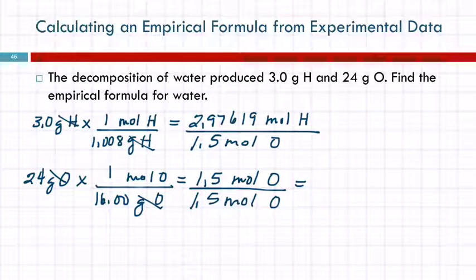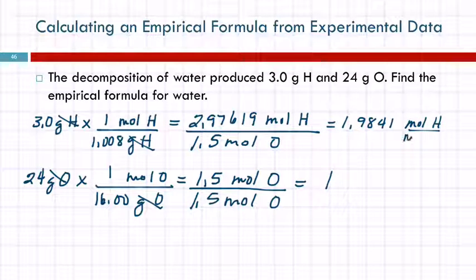Well, 1.5 divided by 1.5 comes out to be exactly 1. There is 1 mole of oxygen for every 1 mole of oxygen. Well, of course there is. But this one is going to give us the ratio between moles of hydrogen and moles of oxygen. So we take 2.97619 divided by 1.5 equals, and my calculator is showing me 1.9841, blah, blah, blah. That's moles of hydrogen to moles of oxygen.